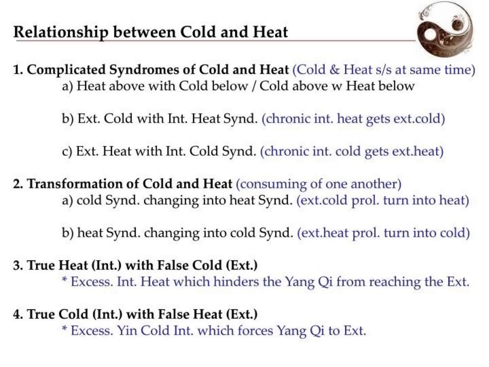Okay. And then transformation of cold and heat. It is a consuming of one another. So we have cold syndrome changing into heat syndrome. Example is exterior cold when it is prolonged, it turns into heat. Then heat syndrome changing into cold syndrome. That is exterior heat when prolonged, it turns into cold.